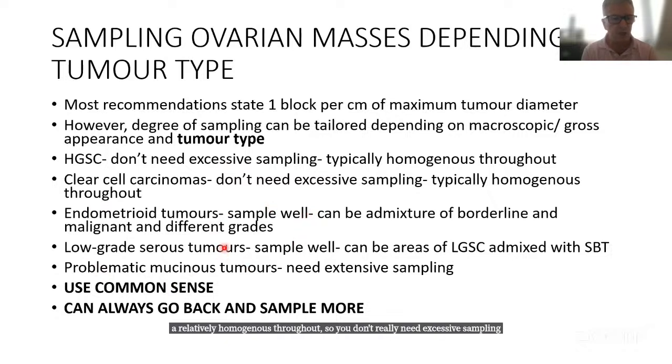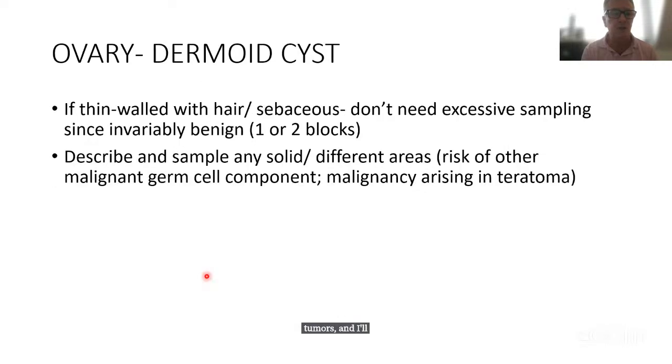But with these other tumors, you may get admixtures of benign and borderlines. You really need to sample these well, especially mucinous tumors, and I'll talk about these just in a minute.